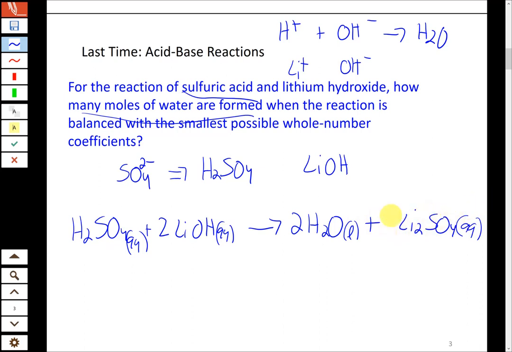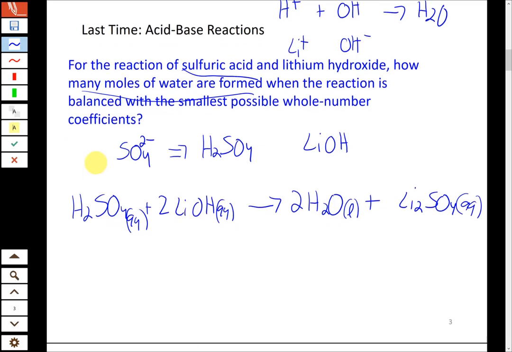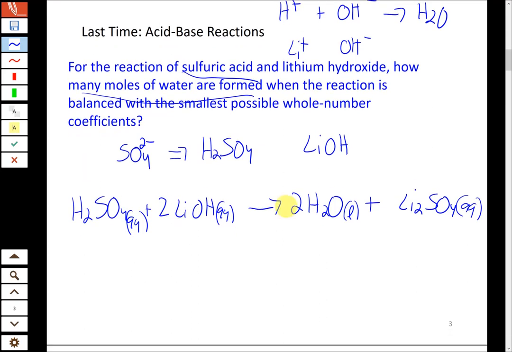But to figure out how much water is formed, it's again 1 water for every H plus, every OH minus. They react 1 to 1. So if you have 2 H pluses, you also need 2 OH minuses, and you'll form 2 waters. So that's how we would approach that one. This is the full balanced equation, but really you didn't even need to go all the way as long as you recognize that you have 2 H pluses, meaning you'll need 2 OH minuses to react with that.